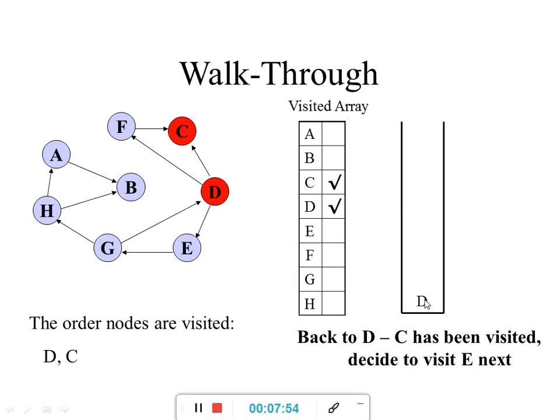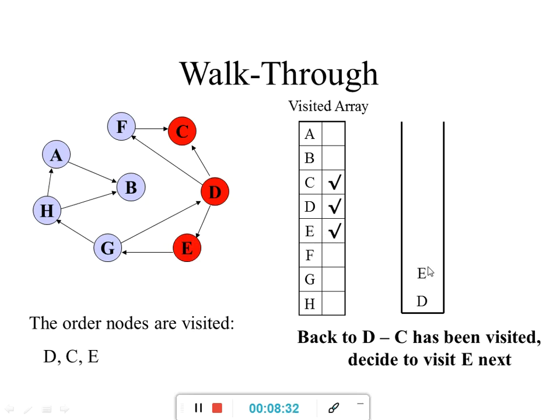We have to find out the unvisited adjacent nodes of D. The adjacent nodes of D are C, E, F, but I said that we have to find out the unvisited adjacent nodes in alphabetical order. The unvisited adjacent nodes of D are E and F. So according to alphabetical order, we have to push E into the stack. Whenever you push E into the stack, mark E as visited. So here E has been visited.